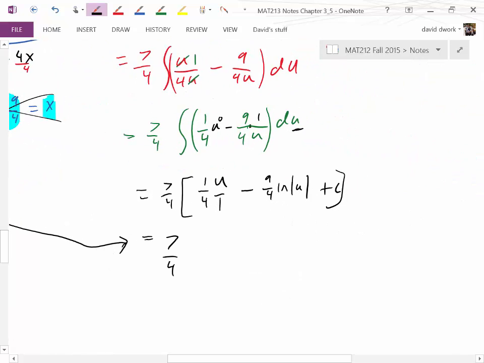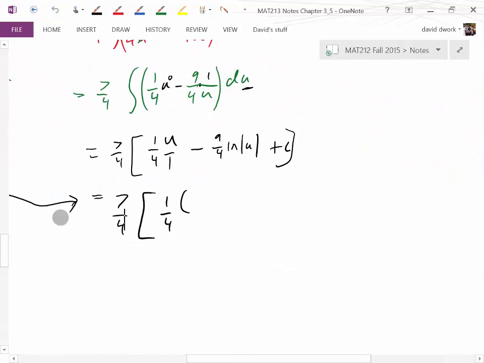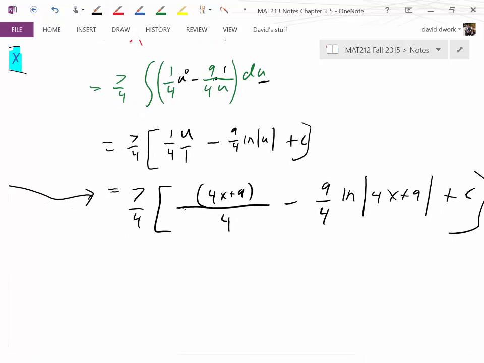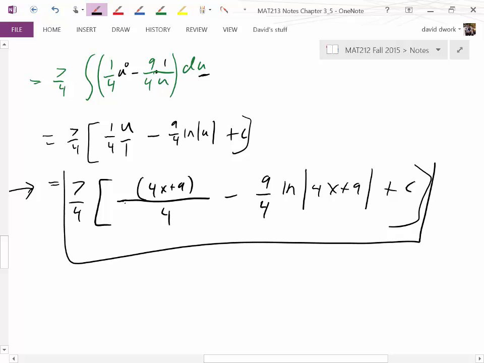So this will be 7/4 times 1/4 times 4x plus 9. And if I multiply across, this would just be, there we go, over 4. A little neater. So then minus 9/4 times the natural log of 4x plus 9 plus c. And for me, that is good enough. But if you really wanted to, you could distribute the 7/4 through or do something if you want. But there you go. So I wanted to show you that one.